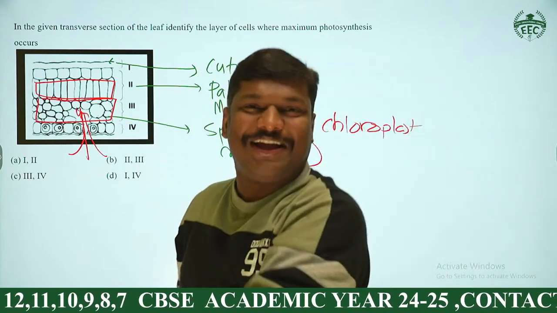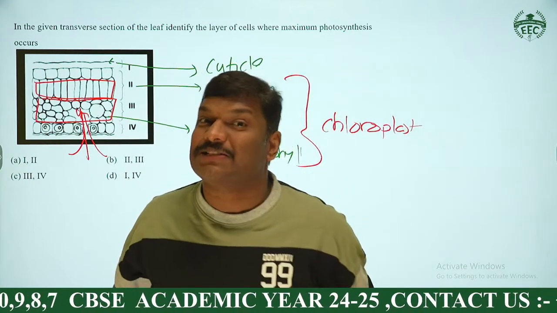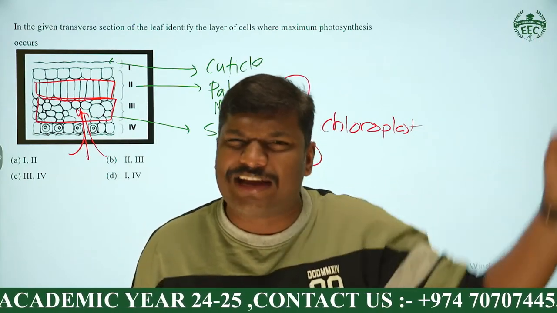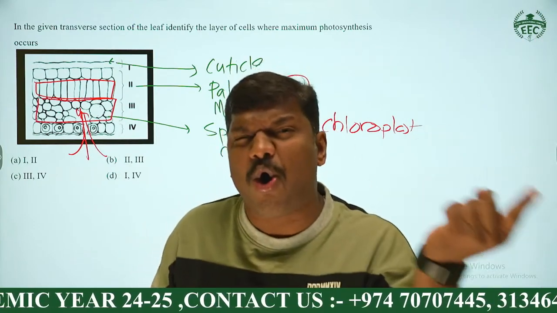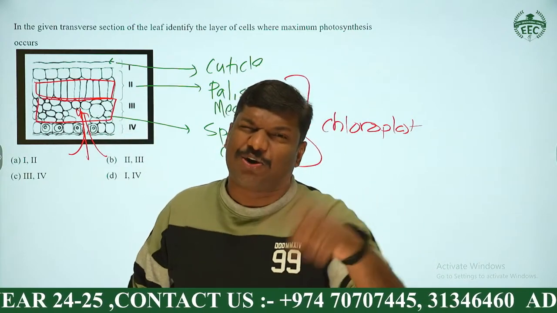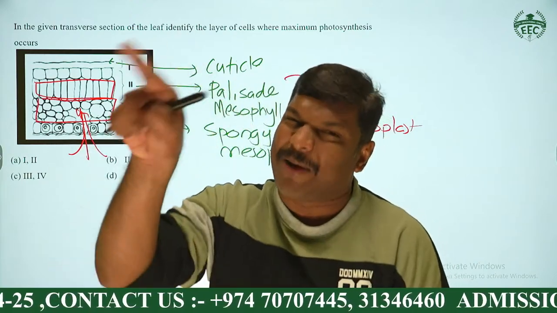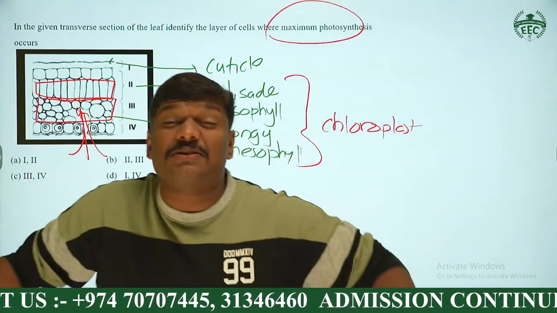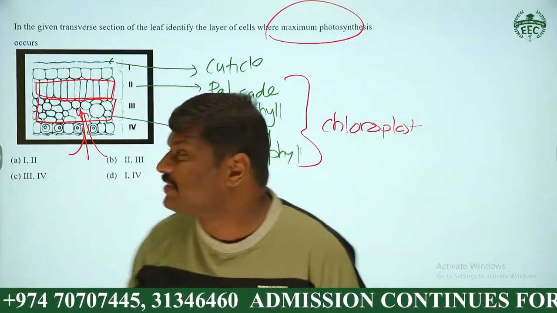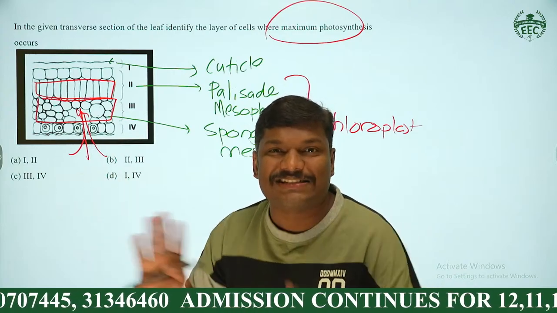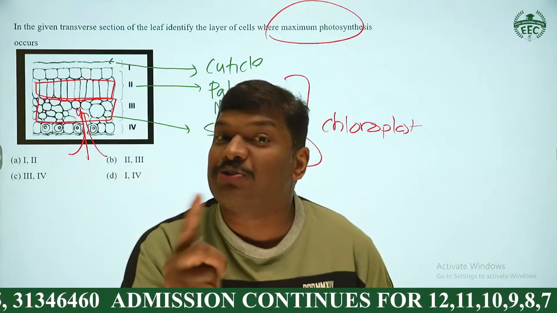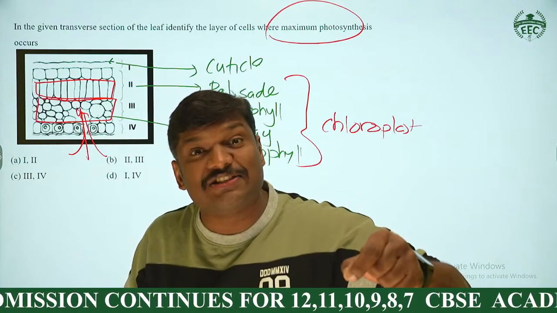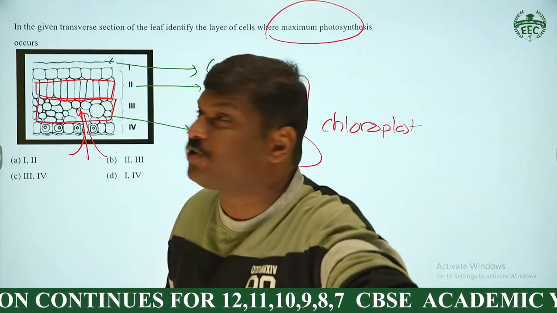Chloroplast is the cell organelle present in plants that is responsible for photosynthesis, my dear student. In the leaf, you can see the chloroplast, which is located in both the spongy mesophyll and palisade mesophyll. So what is the question? The word is maximum photosynthesis. Here, all the answers are paired, so you have to select two areas.